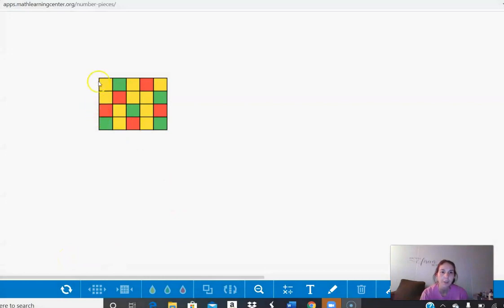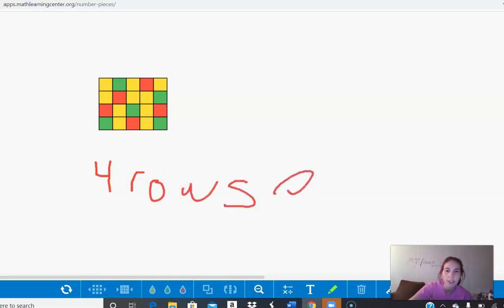All right, so right here we have 1 row, 2 rows, 3 rows, 4 rows. Okay, so we have 4 rows of 5. We have 1 row, 2 rows, 3 rows, 4 rows of 5.